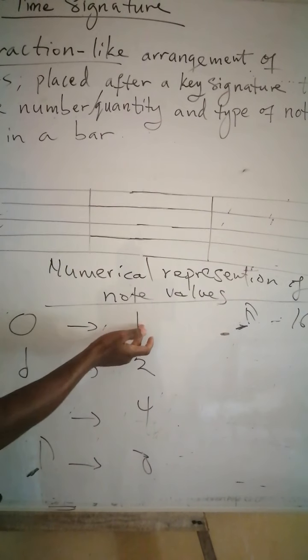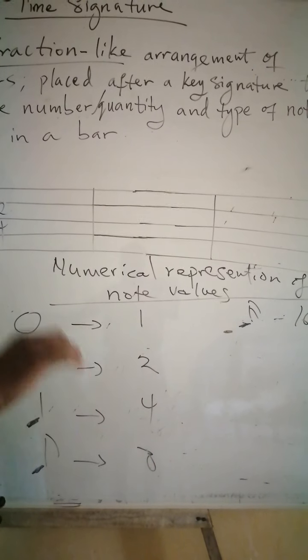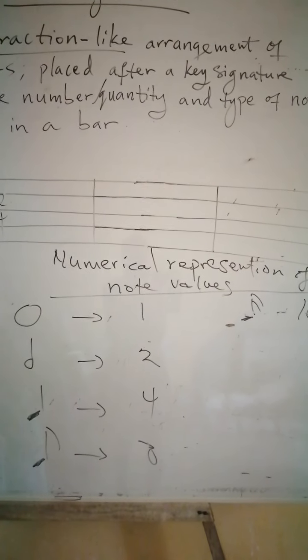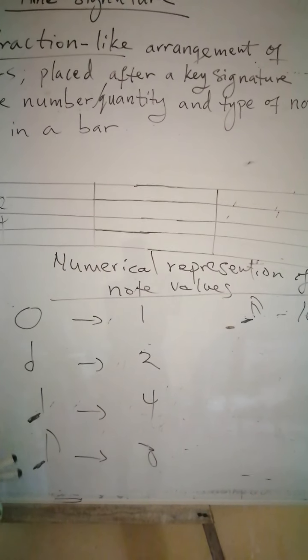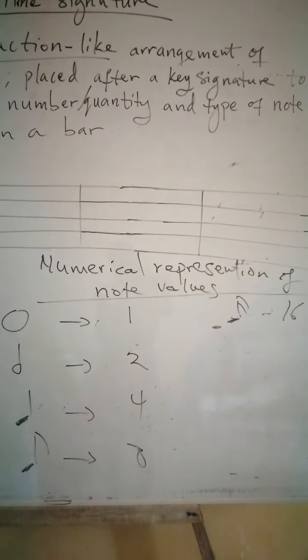So when you see number 1, you know we are referring to a semibreve. When you see number 2, you know we are referring to a minim. When you see number 4, you know we are referring to a crotchet. When you see number 8, we are referring to a quaver. When you see 16, we are referring to a semiquaver.